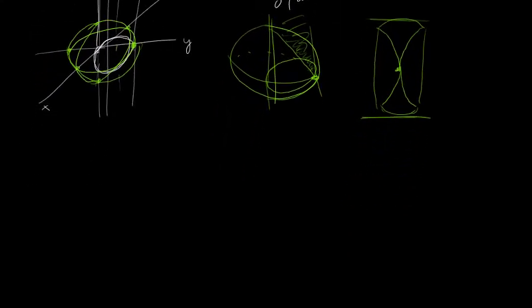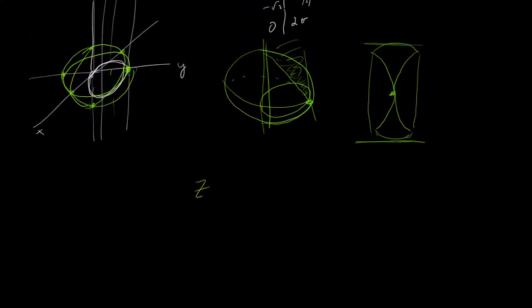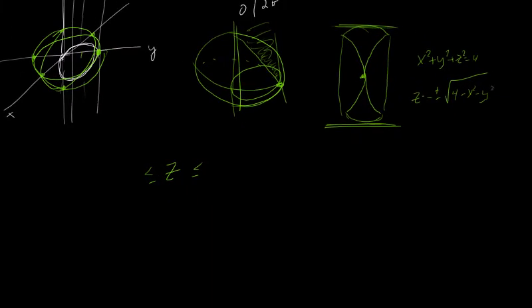Okay, so let's see if we can set this up. z is going to be between the lower part of our sphere and the upper part of our sphere. So the sphere was x squared plus y squared plus z squared equal to 4. So z is plus or minus the square root of 4 minus x squared minus y squared, right? There we go. So that's z. So z is less than or equal to the positive square root of 4 minus x squared minus y squared, and greater than or equal to the negative square root of 4 minus x squared minus y squared.